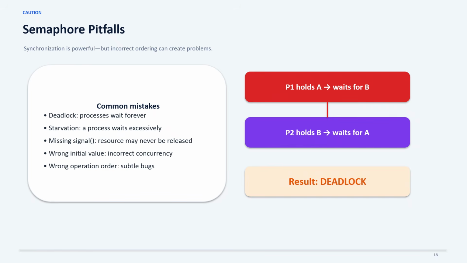Semaphores are powerful, but incorrect usage can introduce serious synchronization problems. One important problem is deadlock. Deadlock occurs when processes wait indefinitely for resources held by one another. For example, suppose P1 holds resource A and waits for resource B. At the same time, P2 holds resource B and waits for resource A. Neither can proceed. Another problem is starvation, where a process may wait for a very long time without getting the required resources. We should also be careful about missing signal operations, incorrect initial values, and incorrect ordering of semaphore operations. Therefore, synchronization code must be designed carefully.